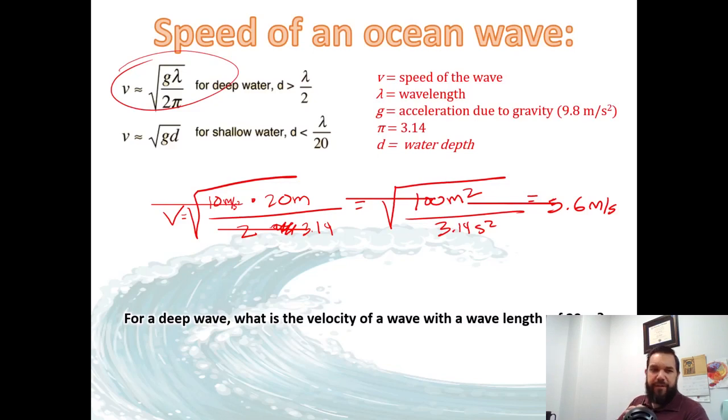You're not going to have this on the test in a really hard way. I might have you do a shallow water one. I don't think I would have you do a deep water one, but definitely a shallow water one might be on the test.